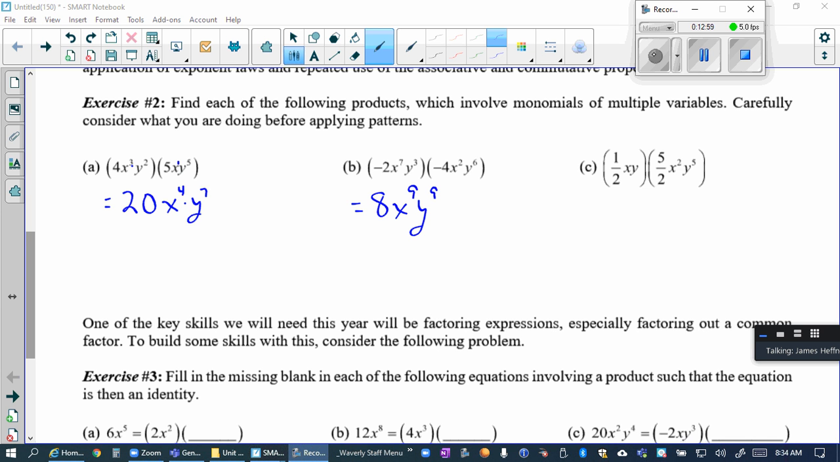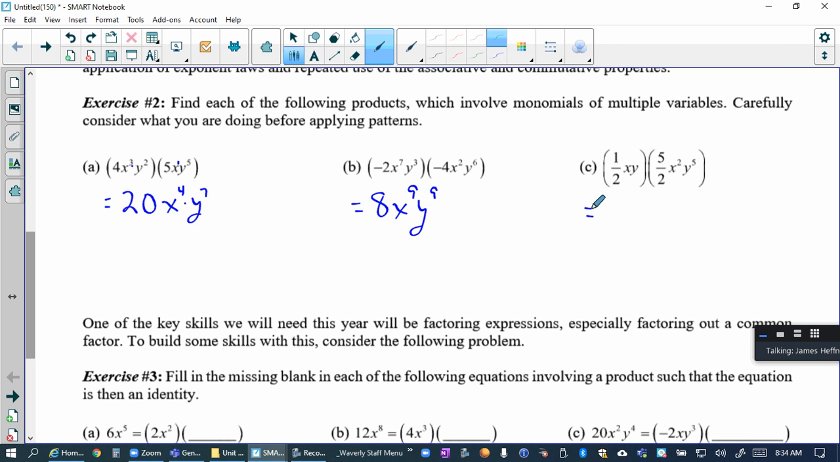You said 1 1/4? Yeah, 1/4. Okay. I'm just going to leave it as an improper fraction. That's fine. And what I'm about to write is equivalent, right? 1 times 5 is 5. 2 times 2 is 4, right? So 5/4 x to the 3rd, y to the 6th. And you just leave it like that.